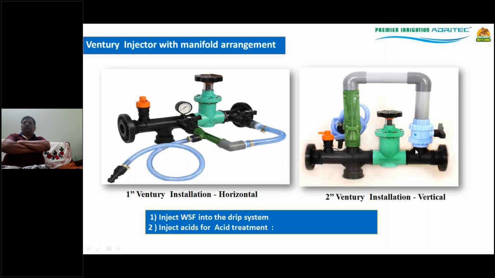The function of the venturi is to inject the water soluble fertilizers into the drip system. Also, as you know, we are providing filters and everything, but ultimately there is dissolved salt in the water that will tend to clog the emitters. So periodic maintenance of the drip system will be required, for which we do what is called acid injection. A mild acid, preferably hydrochloric acid or phosphoric acid, will be injected. And to inject that acid also, we will require this venturi.